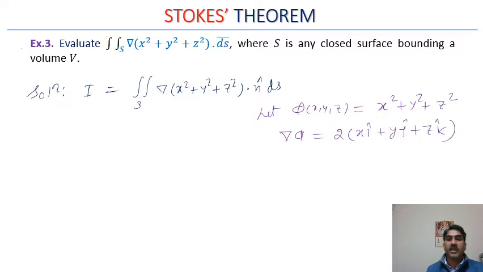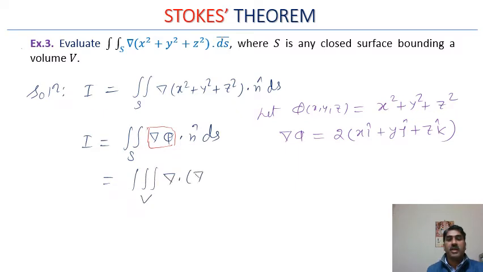So now we can write this integral in terms of phi as the surface integral of del phi dot n ds. And because del phi is a vector quantity, this is a single vector quantity. So using Gauss divergence theorem, you can write this as the volume integral of del dot del phi dv. Now we need to calculate del dot del phi. So here you can calculate easily.